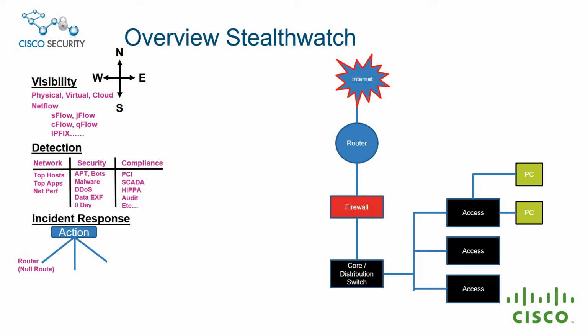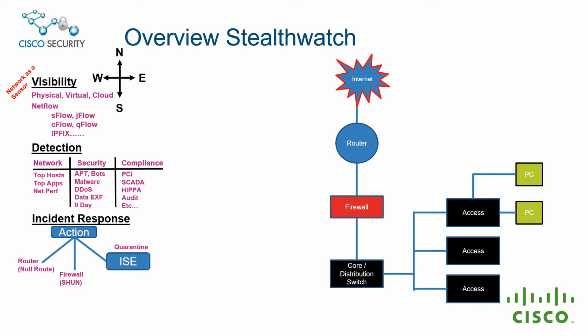So you can do things like a null route on a router or shun on a firewall. But we can also integrate with Identity Services Engine. And this is where things get really interesting. So I'm going to come back to that in a second. So now what do we get essentially? You've heard the term network as a sensor. So now your network becomes an entire sensor.